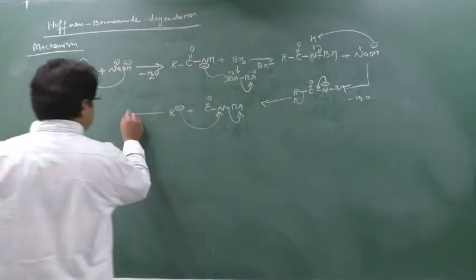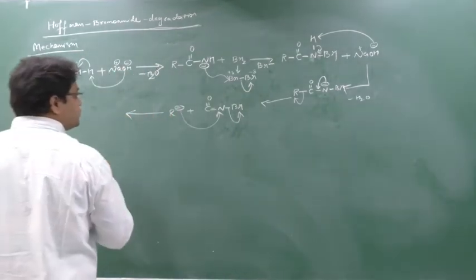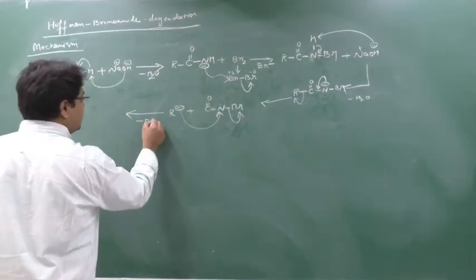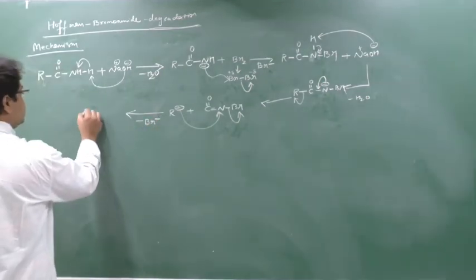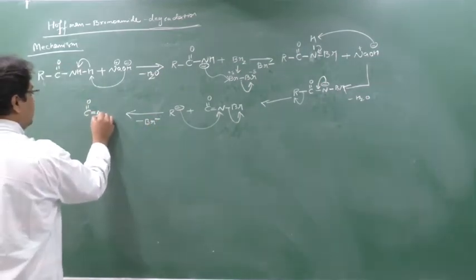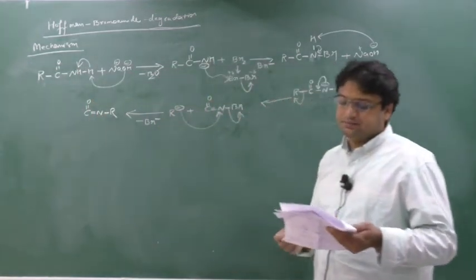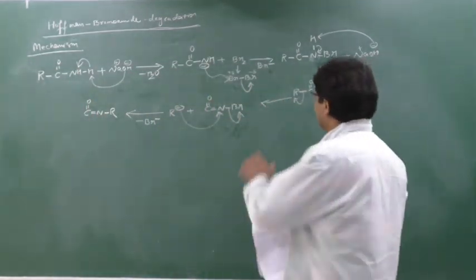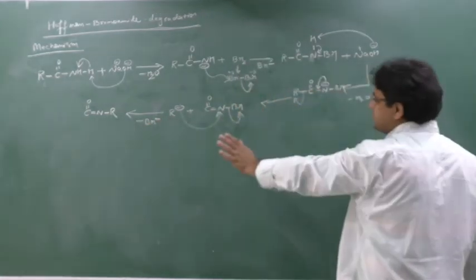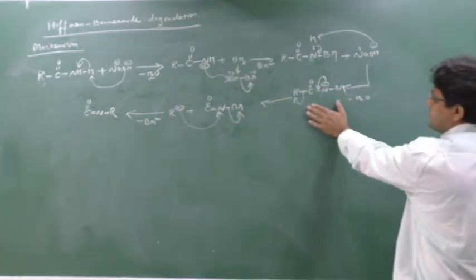Understood this? See, this is very crucial. You have to understand certain things. Br minus will be released. C double bond O, double bond N, and R. So this will be the generation. Understood? Here only the step is crucial. Today it is a little tough. Up to here it is understood, no?